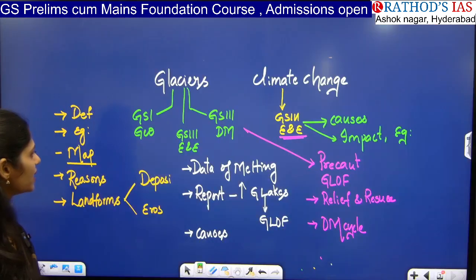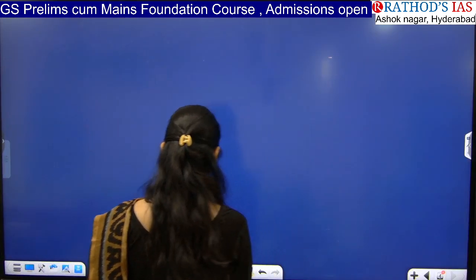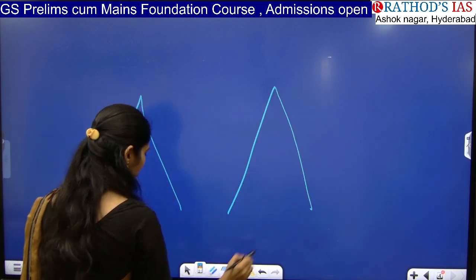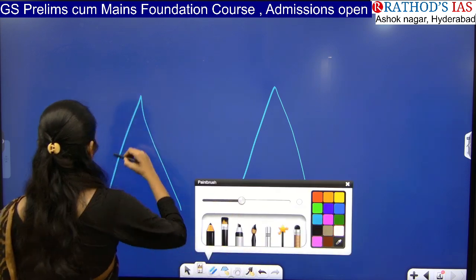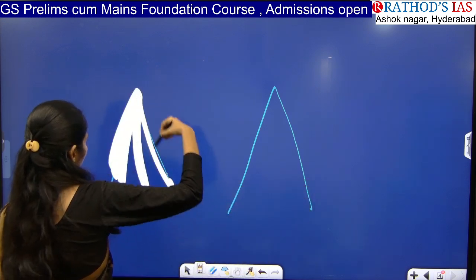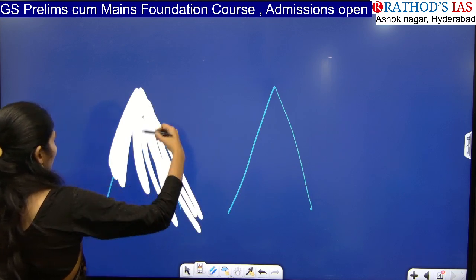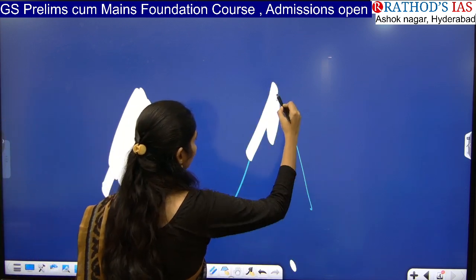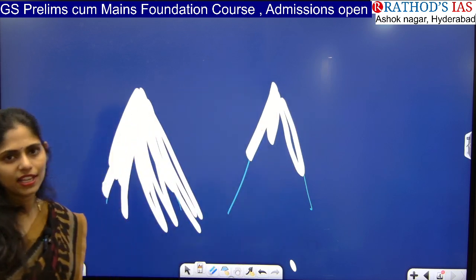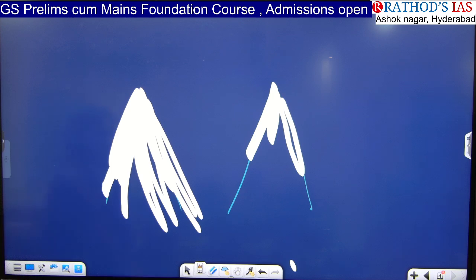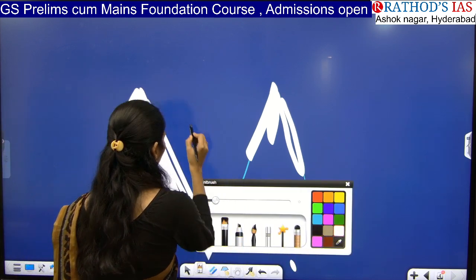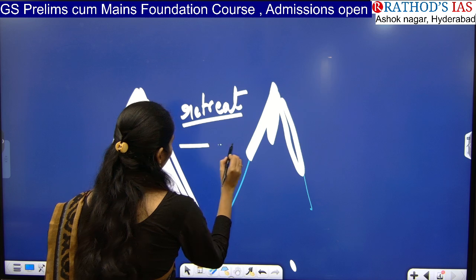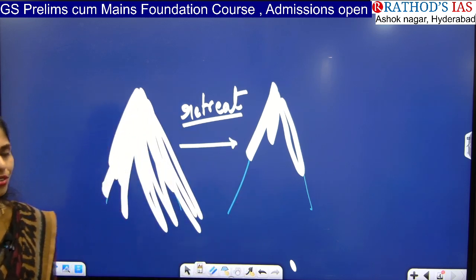Retreat is nothing but decreasing of size. For example, let us take this is a glacier. Earlier we used to have it entirely covered with ice like this. Now what happened is there is a decrease in the size of the ice. It is called retreat. So decreasing of size of a glacier is called retreat.